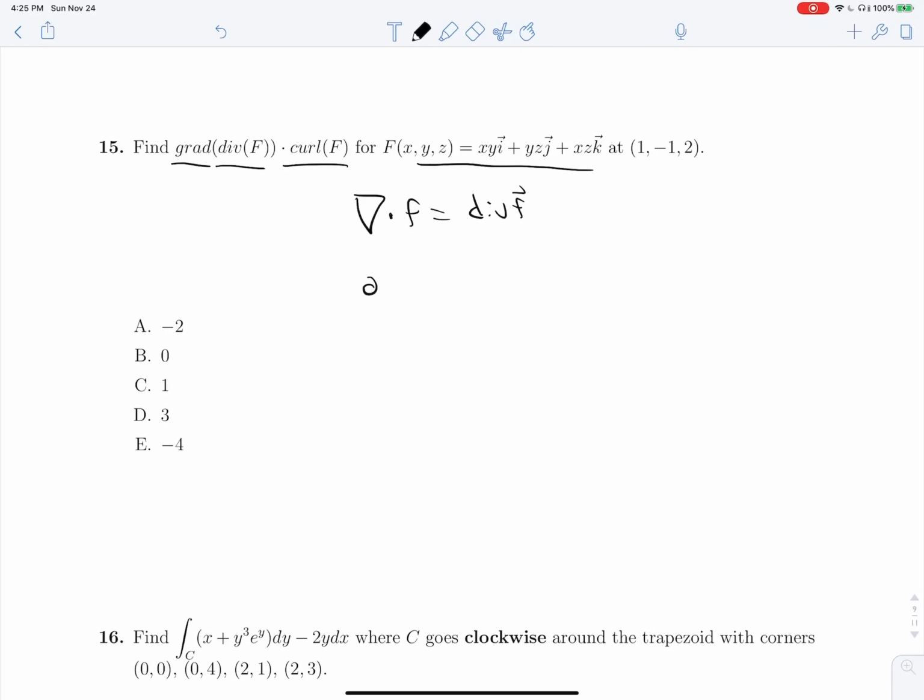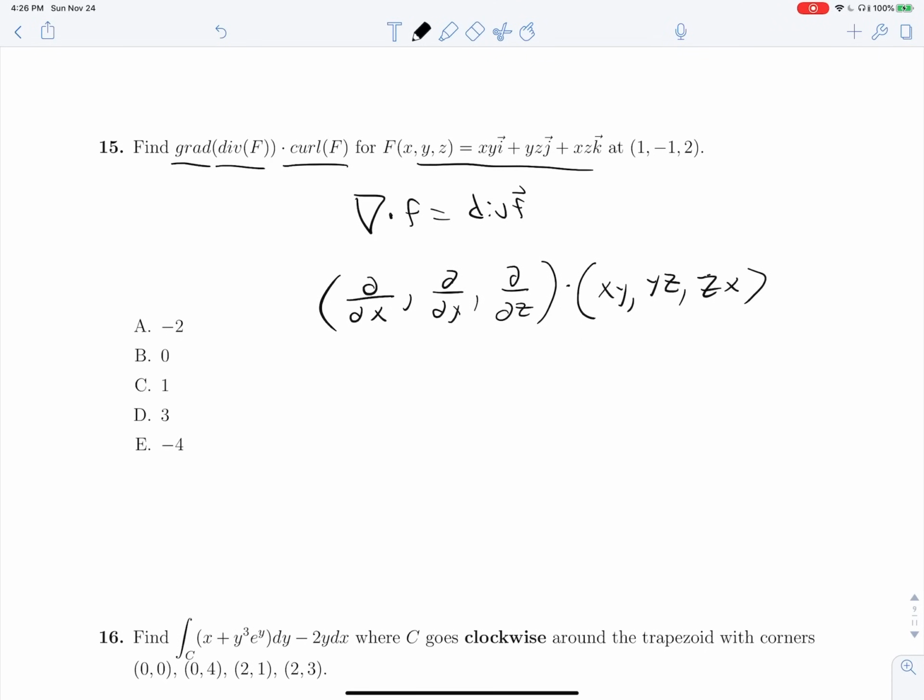So the del operator is going to be partial x, partial y, partial z, and we are dotting that with f, which is xy, yz, zx.